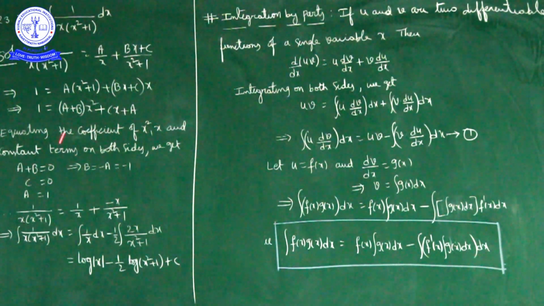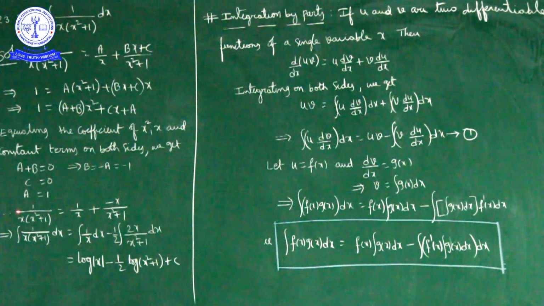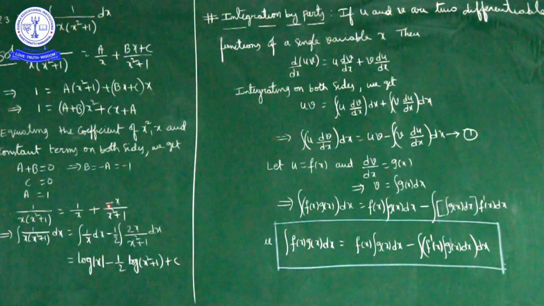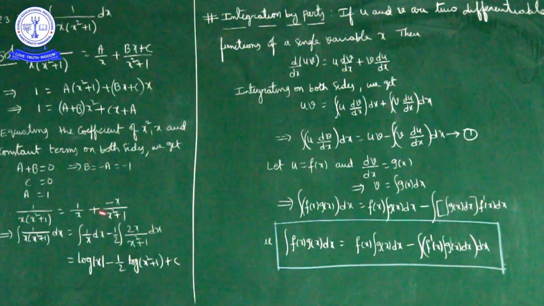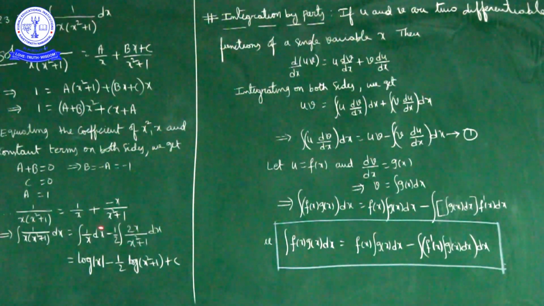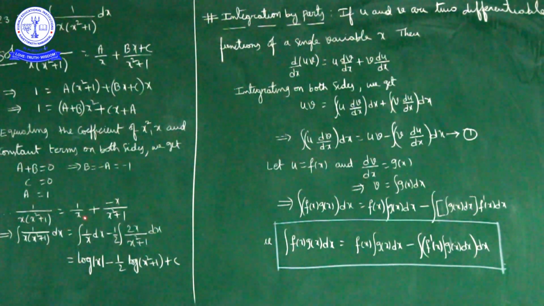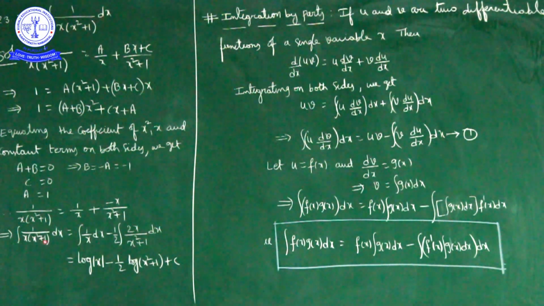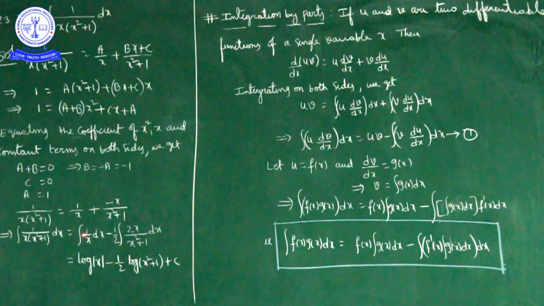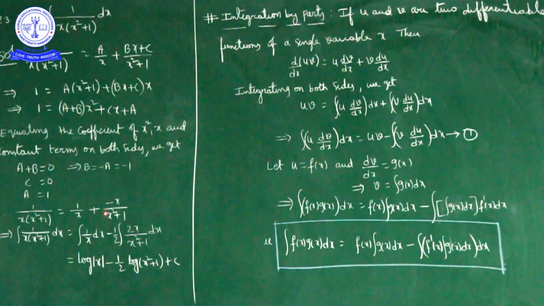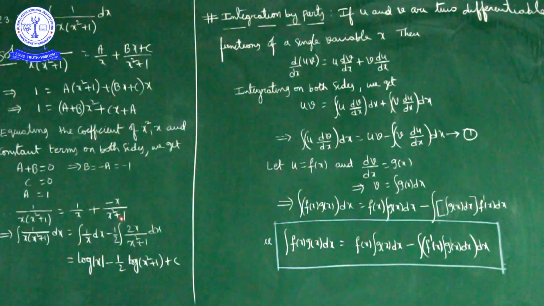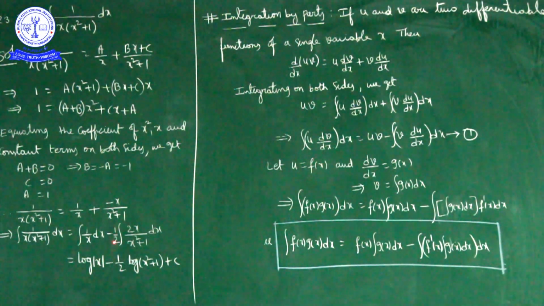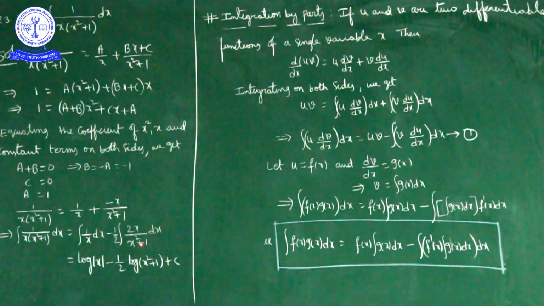So substituting the a, b, c values here, what will we get? 1 upon x into x squared plus 1 is equal to 1 upon x plus minus x upon x squared plus 1. So the integral of this part is nothing but the integral of this part. That implies integral 1 upon x into x squared plus 1 dx equals integral 1 upon x dx plus integral minus x upon x squared plus 1. Now here multiply and divide with 2. So we get minus 1 by 2 into integral 2x upon x squared plus 1 dx.